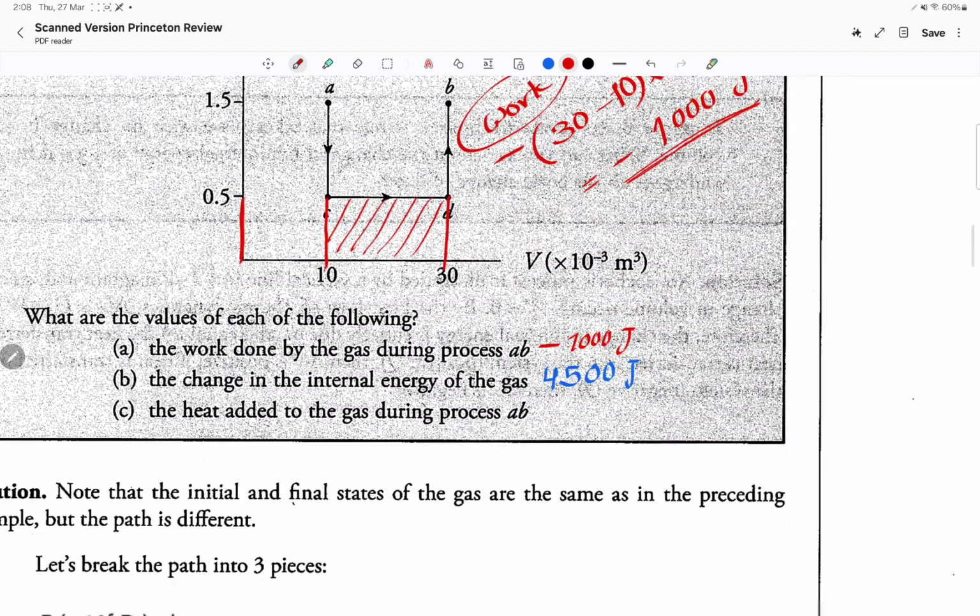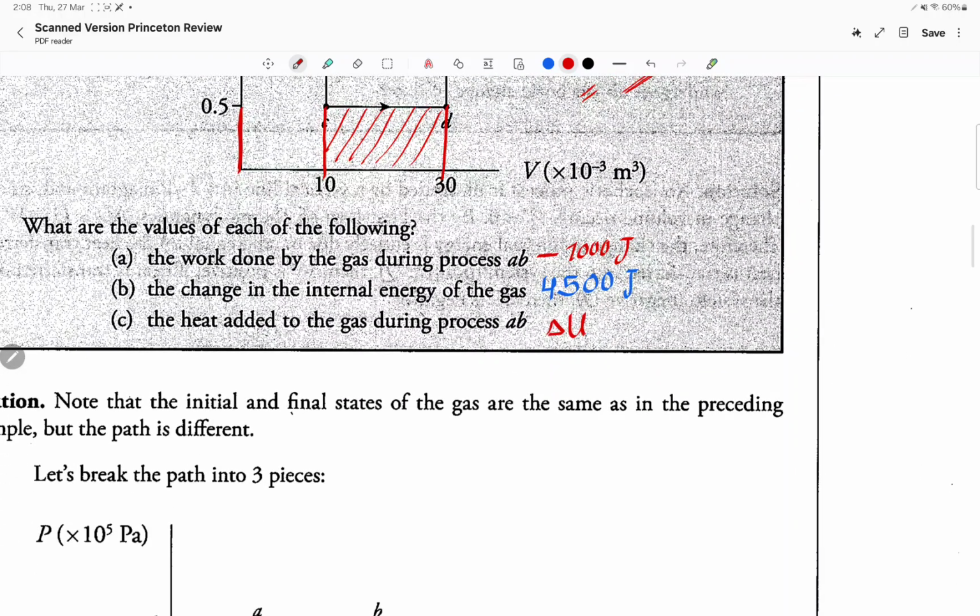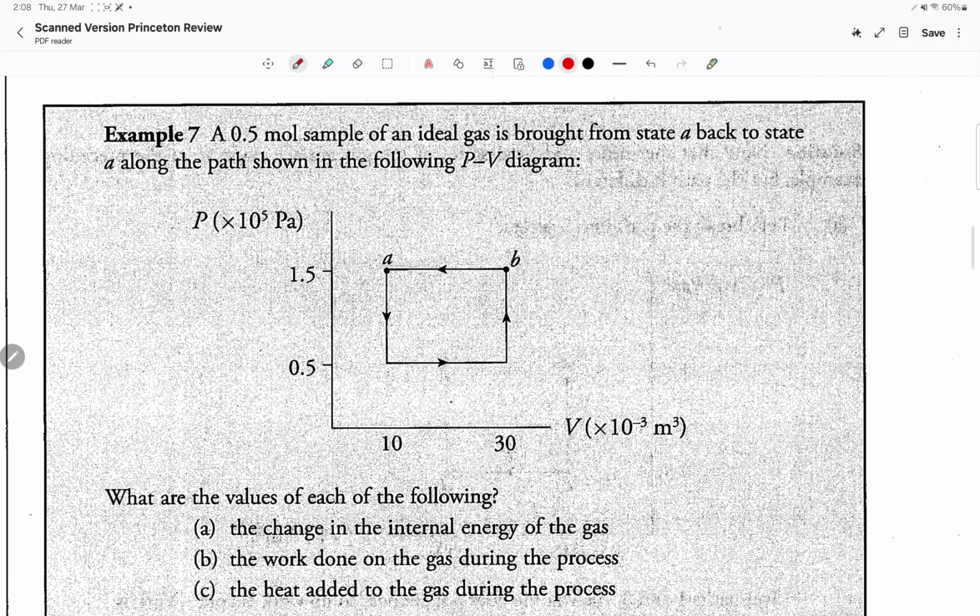Now they want the heat, so we're going to say delta U is equal to Q plus W. 4,500 is equal to Q minus 1,000. So Q is equal to 5,500 joules. So if it's positive, is the heat added or removed? Positive. Added. Logic.